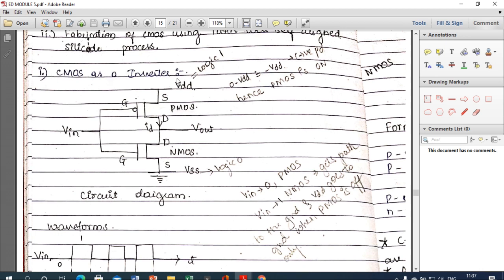So inverter is nothing but, here in the inverter, if I give input as 0, we will get the output as 1. If I give the input as 1, I will get the output as 0. So it will just invert the given input to the output side. So here what it consists in the circuit diagram. In this circuit diagram, it consists of a PMOS transistor. So this is a PMOS transistor and this is an NMOS transistor.